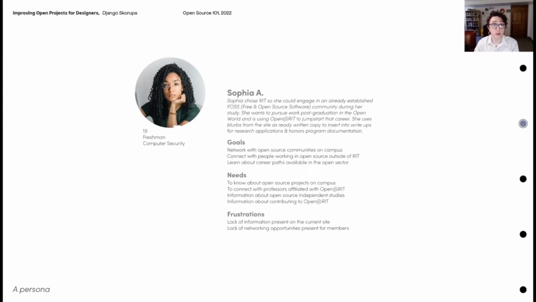Rather, I was able to create a persona for the students. There was also one made for professors who interact with our website because they had significantly different needs, wants, goals, frustrations, etc. Right? So, with those two in mind, this is Sophia. She chose RIT so she could engage in an already established free and open source software community during her study. She wants to pursue work post-graduation in the open world and is using OpenEd RIT to jumpstart that career. Right? All of these things were pieces that people spoke to me about.